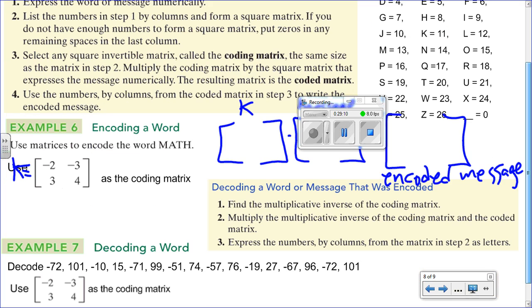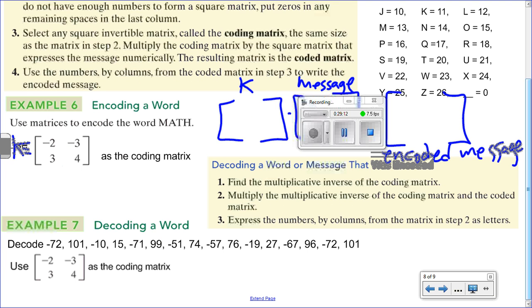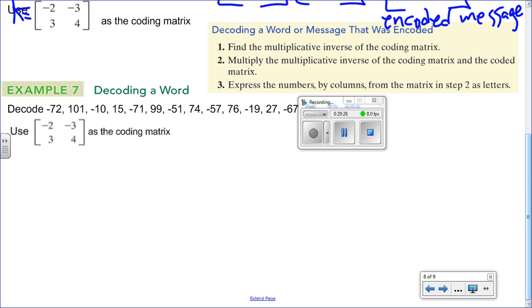Now, for the recipient to decode it, it's like opening a box. So they have to undo what was done. Since there's no division in matrices, we have to multiply by the inverse. Very nice. So we're not going to decode the previous message because we already know what it is. I do have a surprise message for you here.